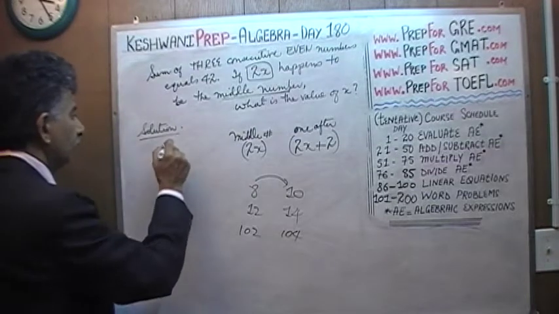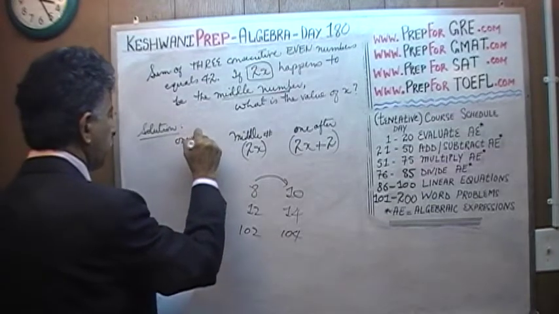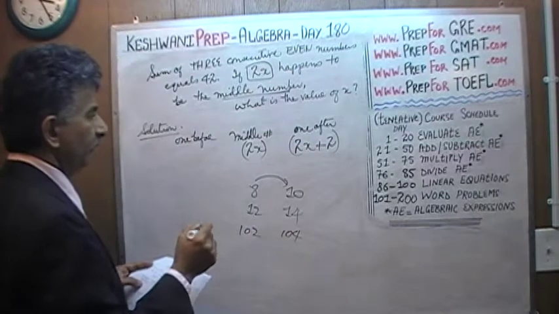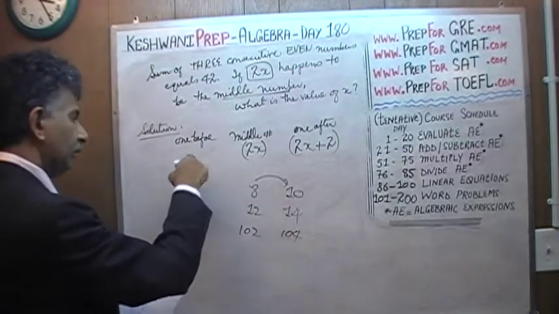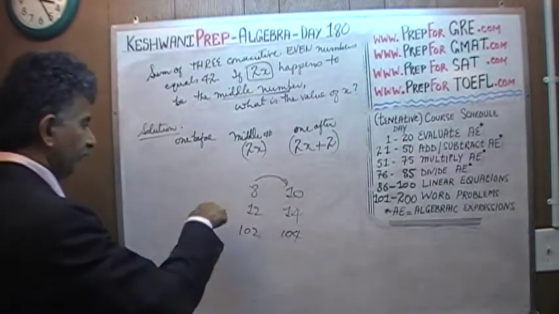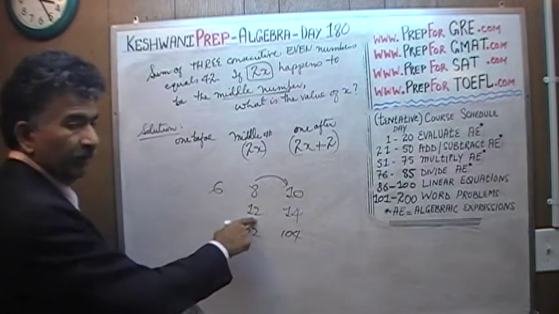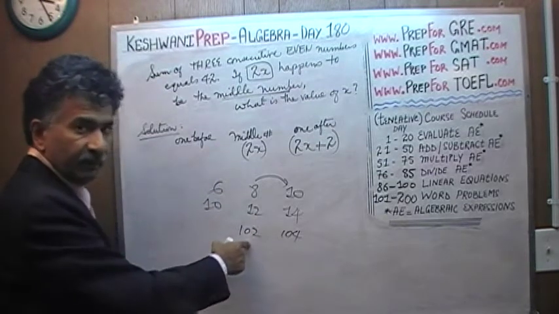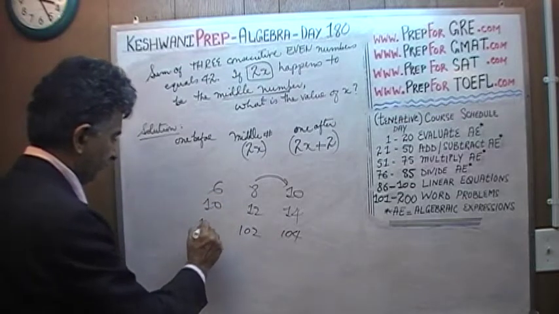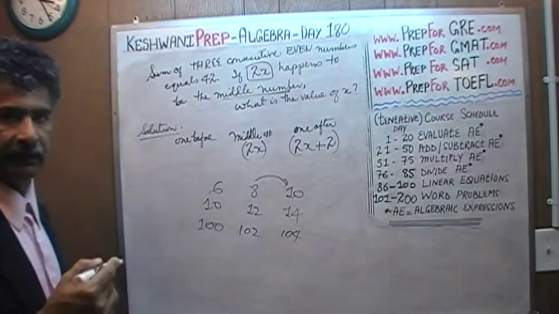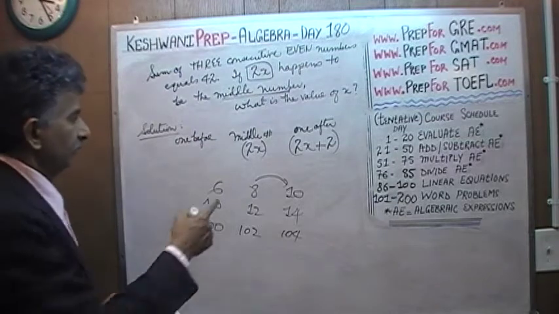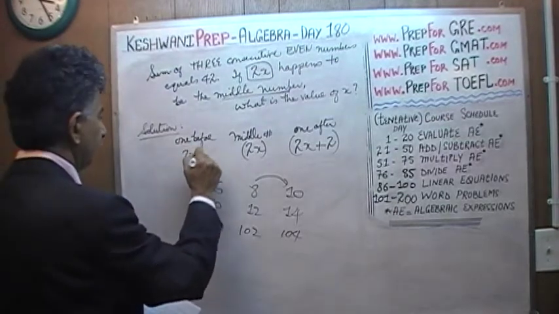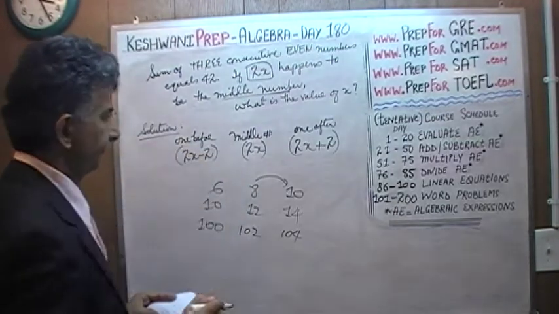And the one before is going to be whatever this guy is, 2 less than that. If this is 8, the one before is going to be 6. If the middle one happens to be 12, the one before is going to be 2 less. If the middle one happens to be 102, the one before is going to be 100. Because there are 3 consecutive even numbers. So if this is 2x, this is going to be 2x minus 2.